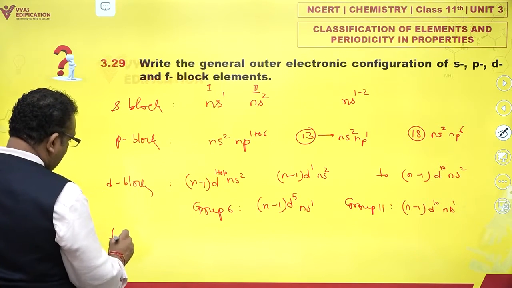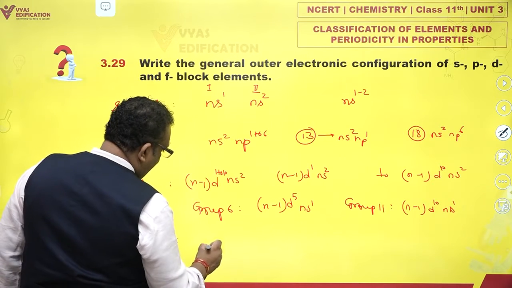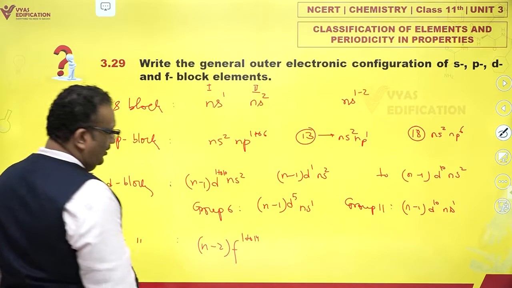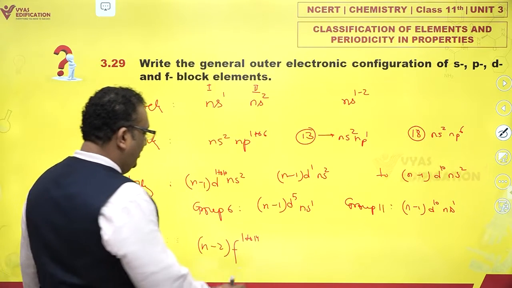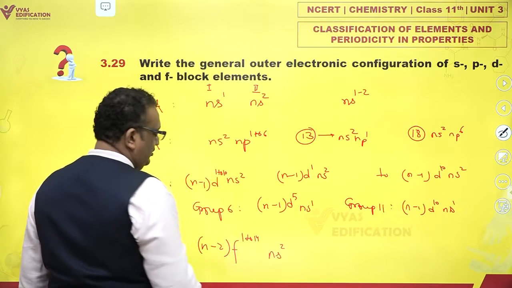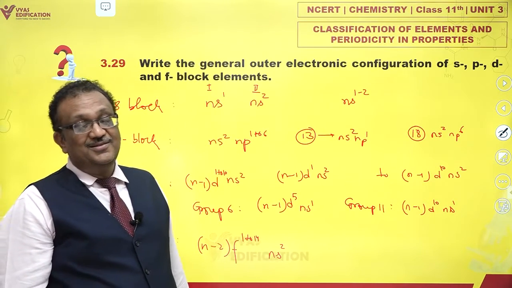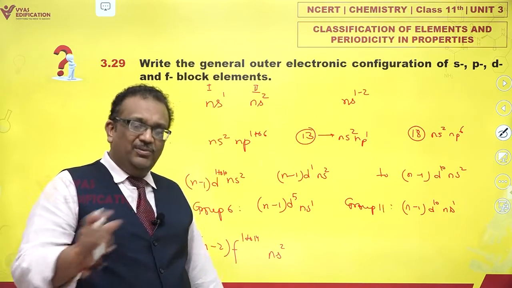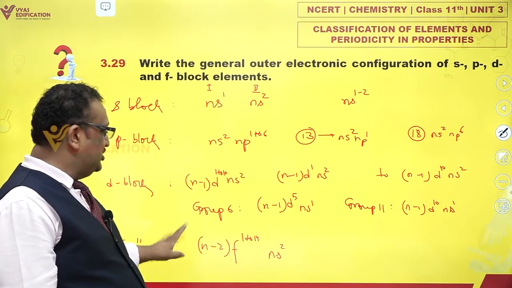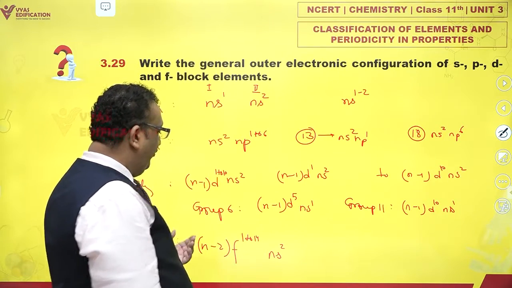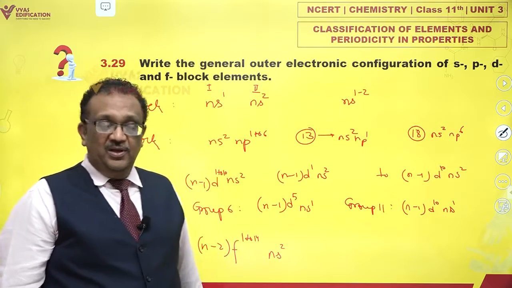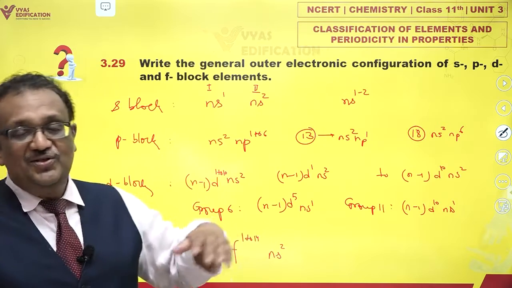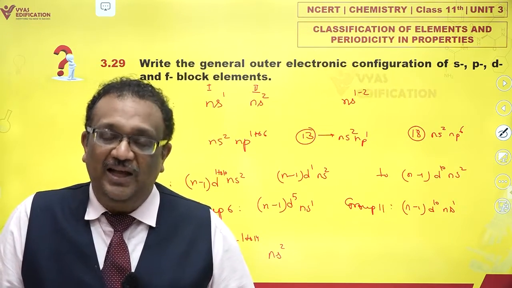What about F block? F block is (n-2)f1 to 14, ns2. Is that so? Yes. And what about D block? D block comes later on, or sometimes in rare exceptions it does appear, but this is typically the case. So it's something like 4f14 6s2, 4f1 6s2. This is how it begins, and this is how it carries forward. That, my dear, is your F block generally.